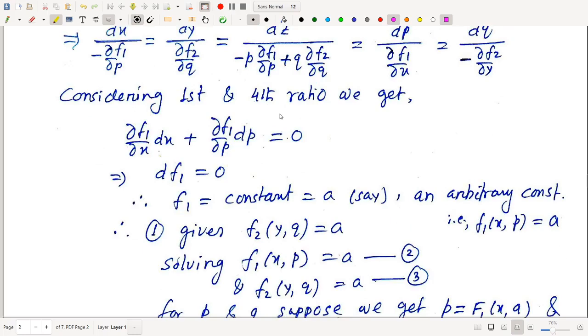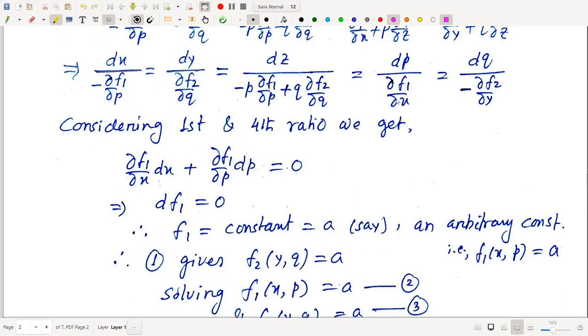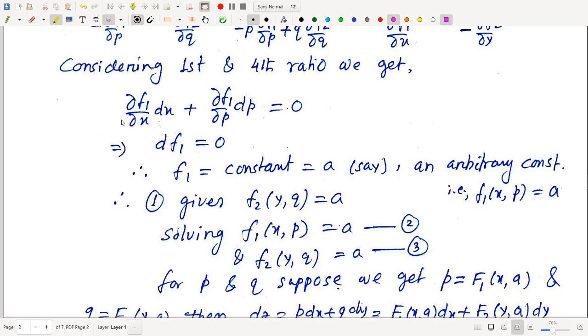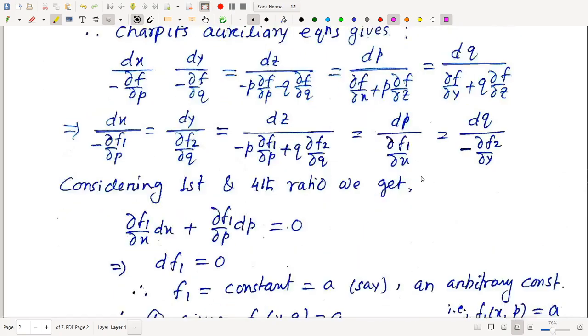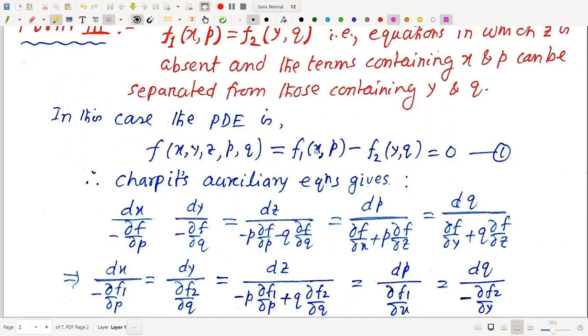So considering first and fourth ratio, we get, if we multiply across, ∂f1/∂x dx equal to minus ∂f1/∂p dp, and side change means it will be plus, equal to 0. But incidentally, this is the total differential of f1. f1 is a function of x and p, so this is df1 equal to 0. Integrating, we get f1 equal to an arbitrary constant, that is, f1(x,p) equal to a.